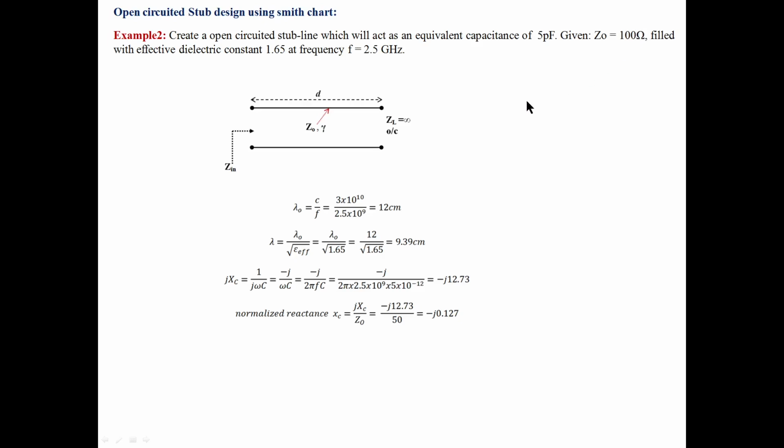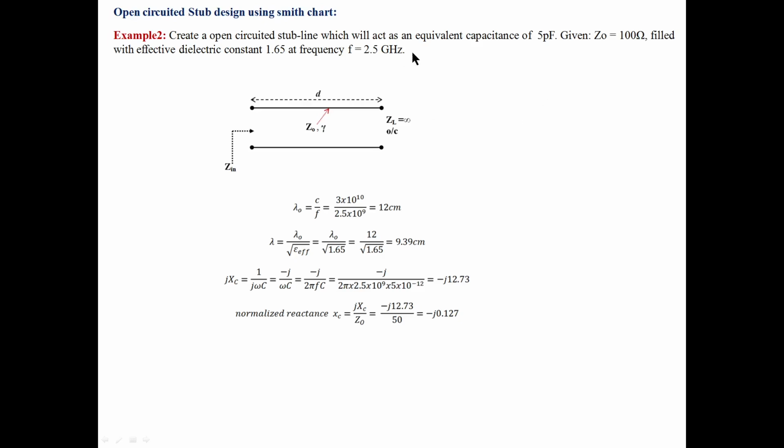Don't take 50 ohm. Okay, in the examination don't take it as 50 ohm, because you should see what the value is. If it is not given, you can assume. But if it is given, you should take whatever value is given. It is 100 ohm characteristic impedance, but not filled with air. It is filled with some dielectric material whose effective dielectric constant is 1.65 and operating frequency 2.5 gigahertz. So you should be careful about the question. If you simply do it without seeing all these parameters, the answer will be wrong.